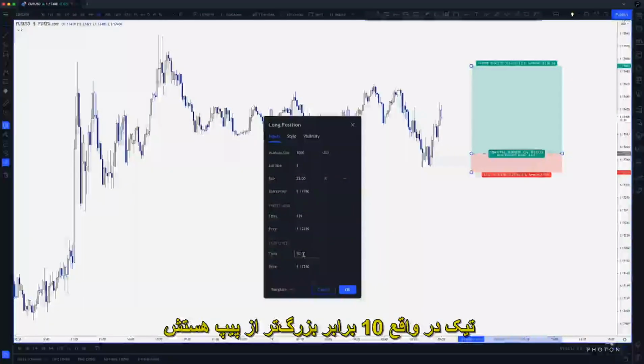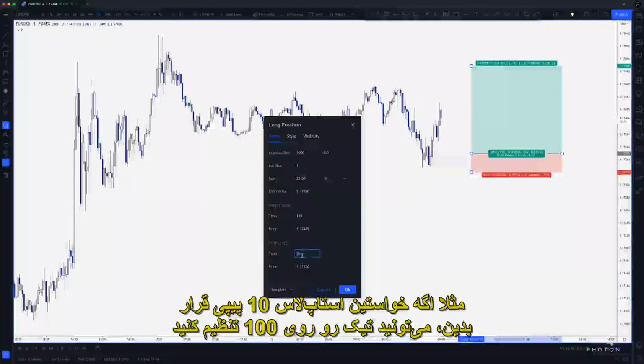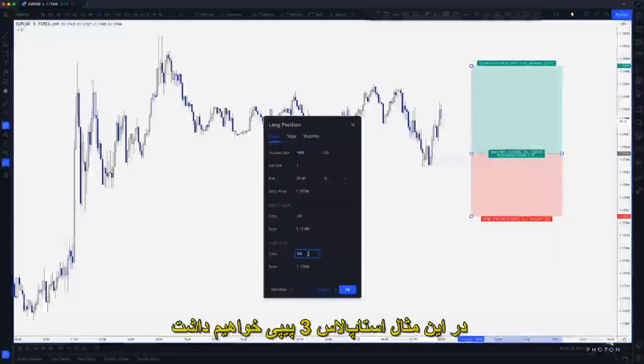So ticks is essentially 10 times bigger than your pips. So when it says 30 ticks, what that actually means is 3 pips. So if you wanted to put a 10 pip stop in, for instance, you would just put in 100. But for the sake of this example, let's just stick with a 3 pip stop loss.